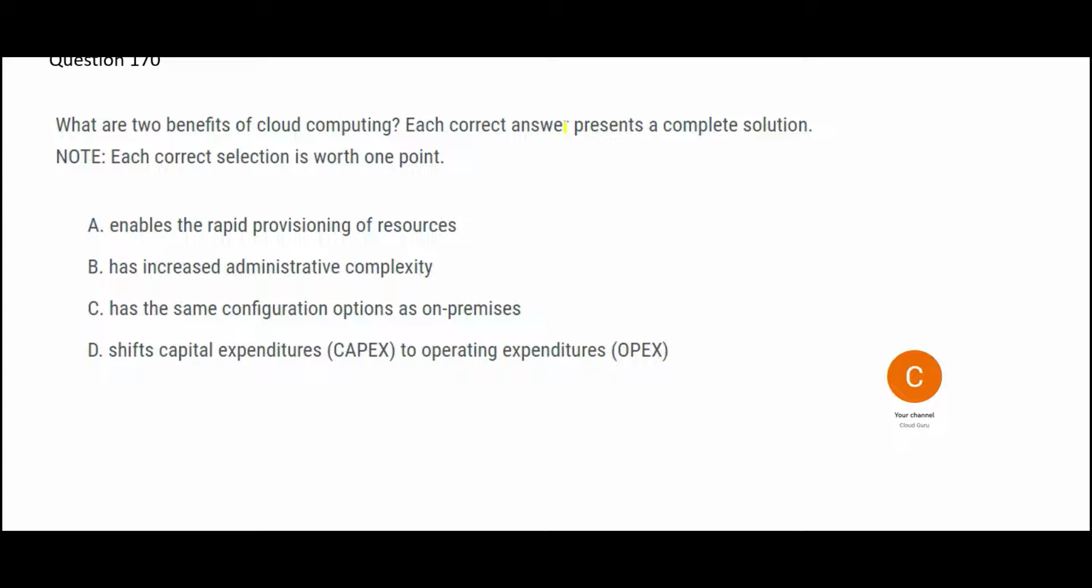Let us look at the questions. Question 170. It is talking about two benefits of cloud computing. So let us scan through the options. A says enable the rapid provisioning of resources. Yes, this is one of them.